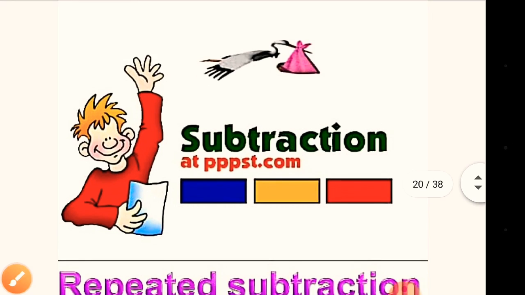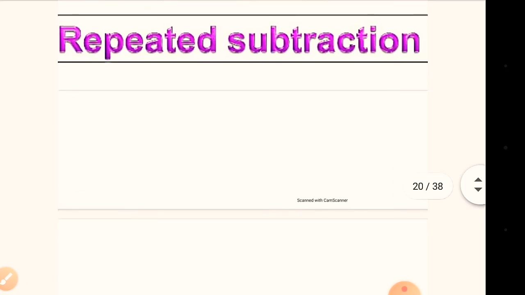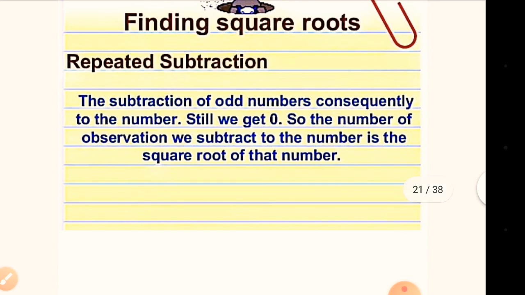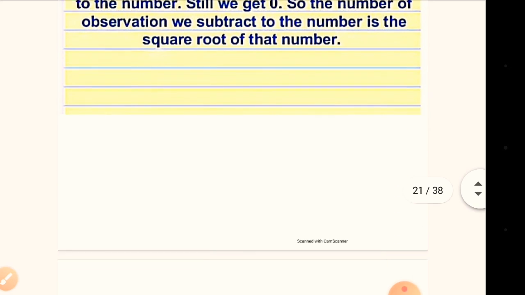Now we will see how to find square root by repeated subtraction method. So repeated subtraction method means you have to subtract odd numbers consequently. Consequently means in order. Still, okay, you have to go on subtracting till you get 0. So the number of observation we subtract to the number is the square root of that number.